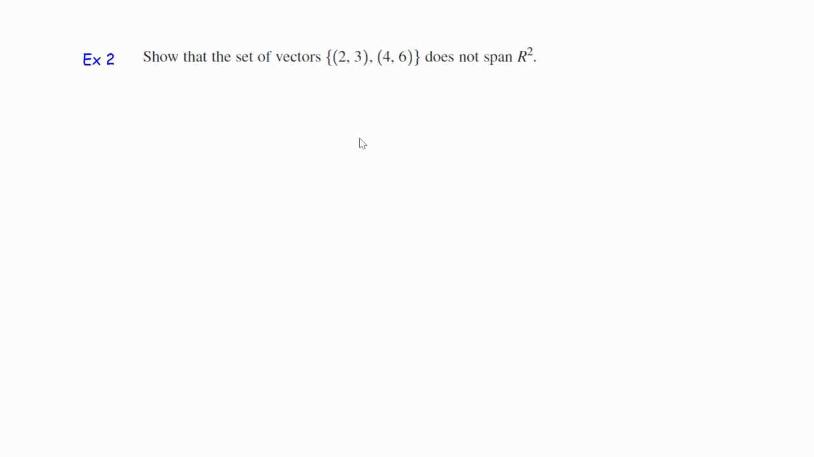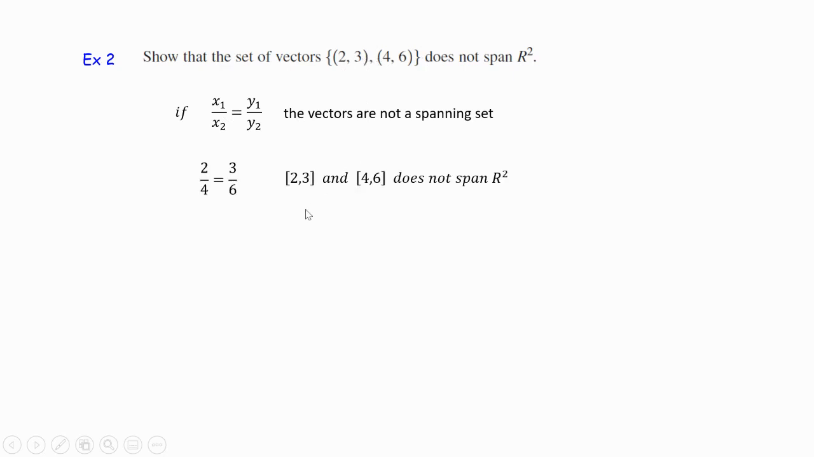They'd be on the same line. Sarah is right. In fact, you can say the easy way to figure that out is to divide the ratio of your x's and divide the ratio of your y's and see if you're getting the same thing. If they're equal, in this case, the ratio of the x's would be 2/4 and 3/6. Both of those are equal to a half. So it means that they cannot span R squared. They're collinear, right? They're on the same line.